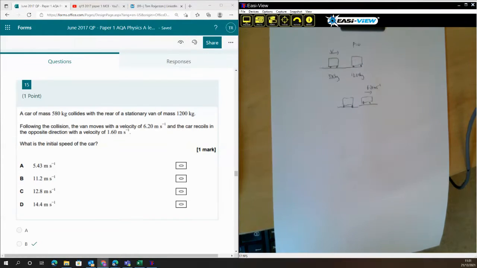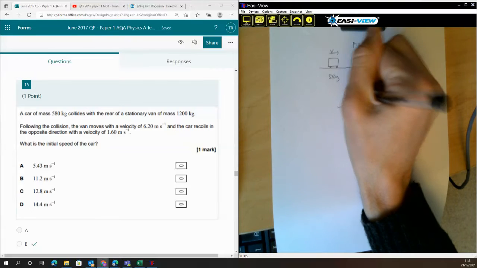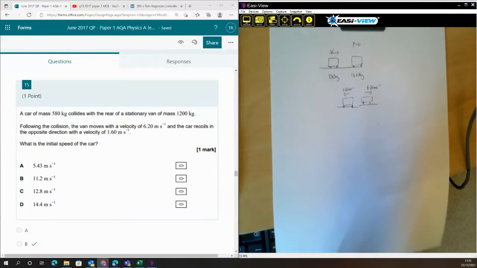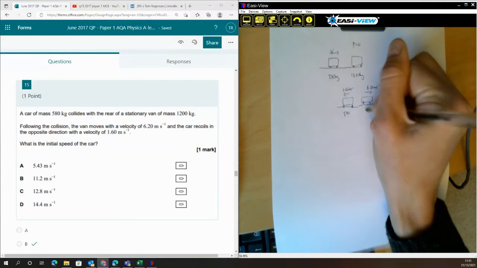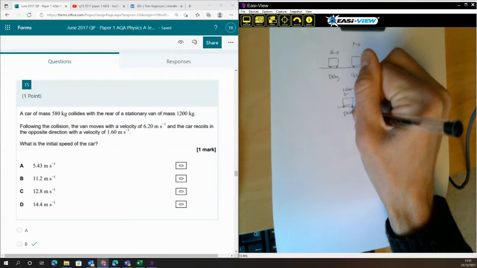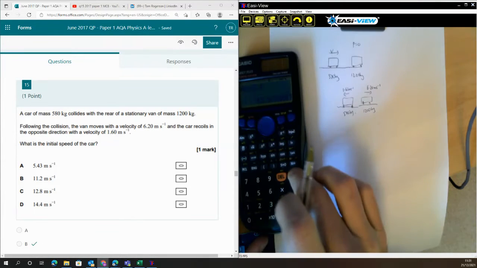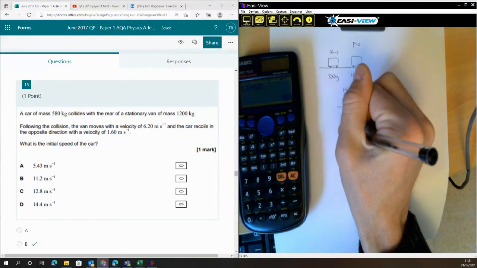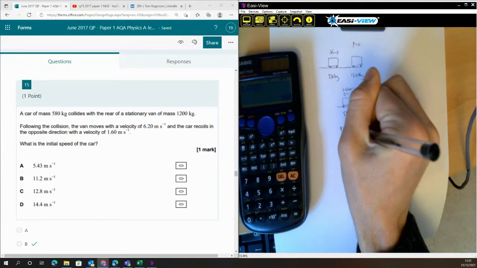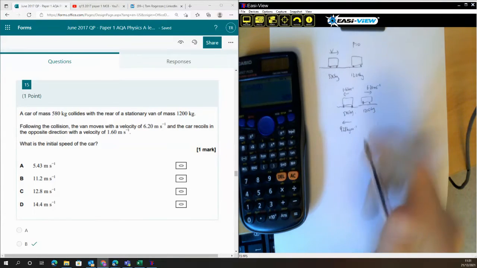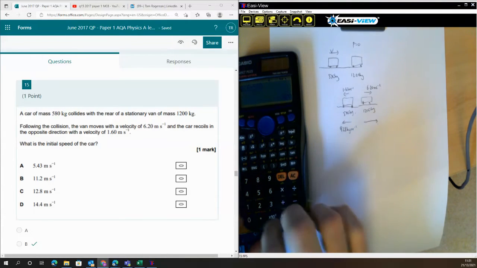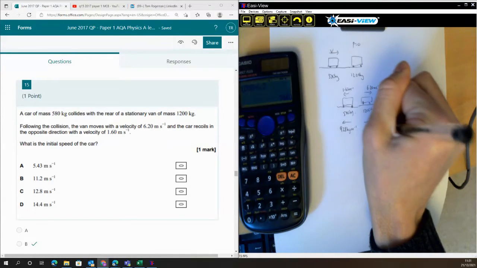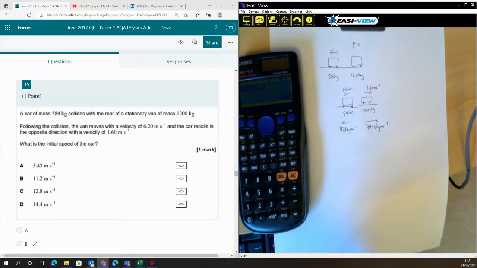We need to remember that momentum is a vector, so the recoil means that it's in the opposite direction, so its momentum is in the opposite direction, and it will subtract from the momentum of the van. So we've got 580 and we've got 1200. So the momentum, I can work those two out. So 1.6 times 580 gives me the momentum in this direction. So that's 928 kilogram meters per second in this direction. And then the van is 6.2 times 1200, which gives me 7,440 kilogram meters per second in this direction.